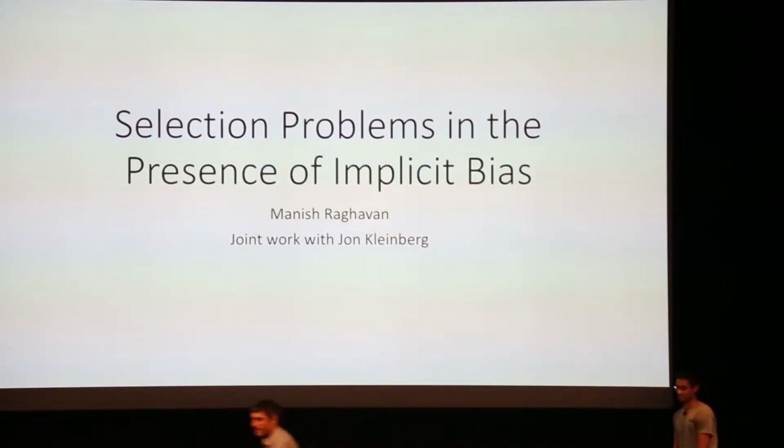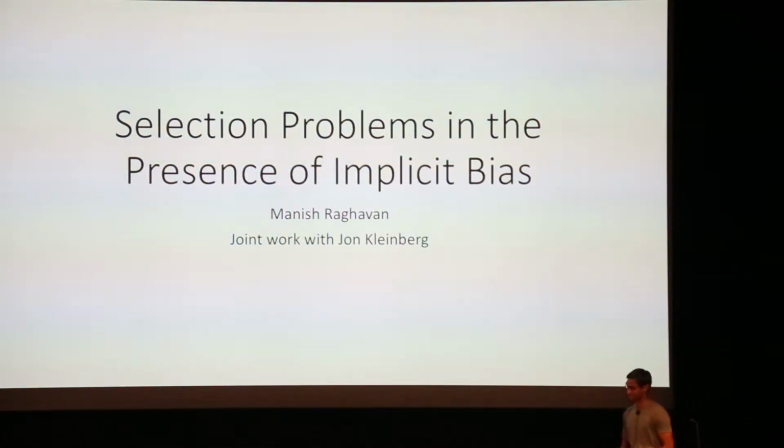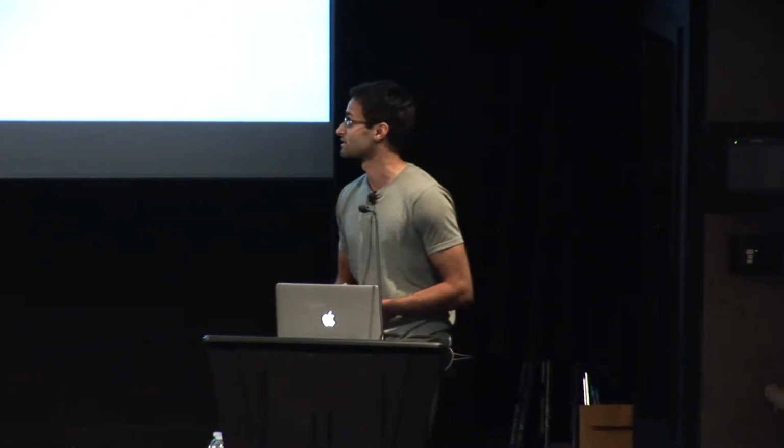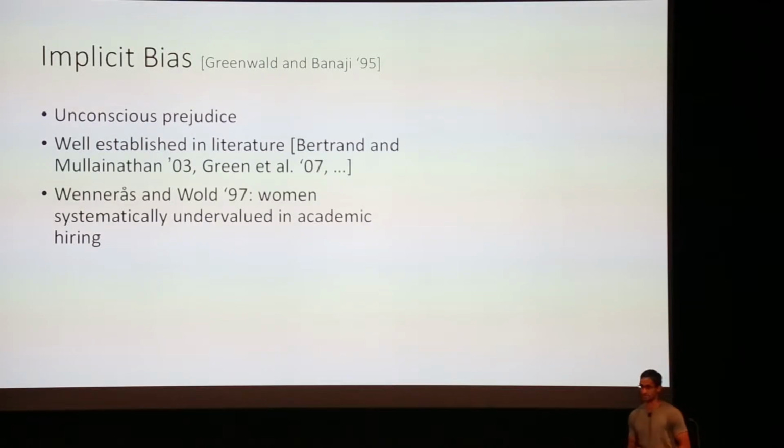So today I'll be talking about selection problems in the presence of implicit bias, and thanks, Bobby, for that great introduction. I'm going to start off with a little bit of background on what implicit bias is and how it's been studied, and then we'll move into some technical questions surrounding it. It's also known as unconscious prejudice, and it's been pretty well established in the literature.